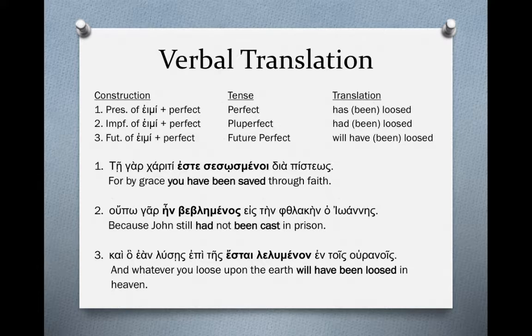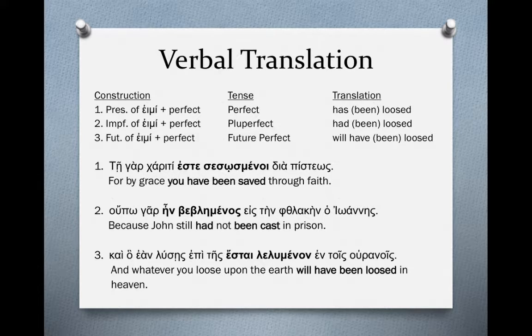And here's a really interesting example of a future perfect. This is when Jesus was promising his disciples that they would have authority when they would form as a church. And he said, whatever you loose upon the earth, and here comes the periphrastic construction. That's what these are called, when a form of eimi appears with a perfect participle: periphrastic construction.